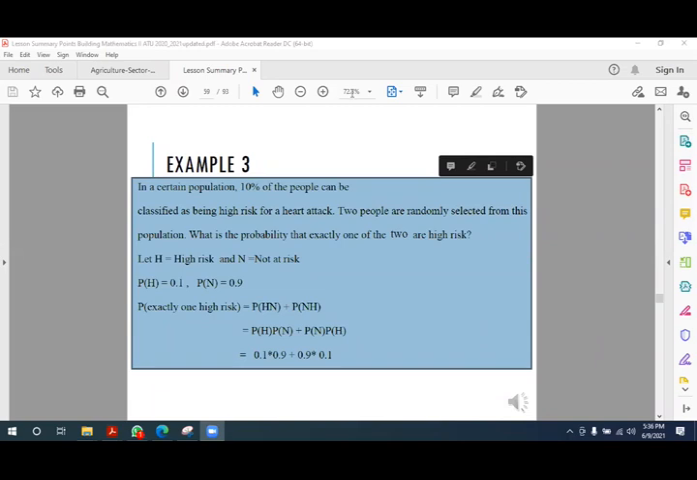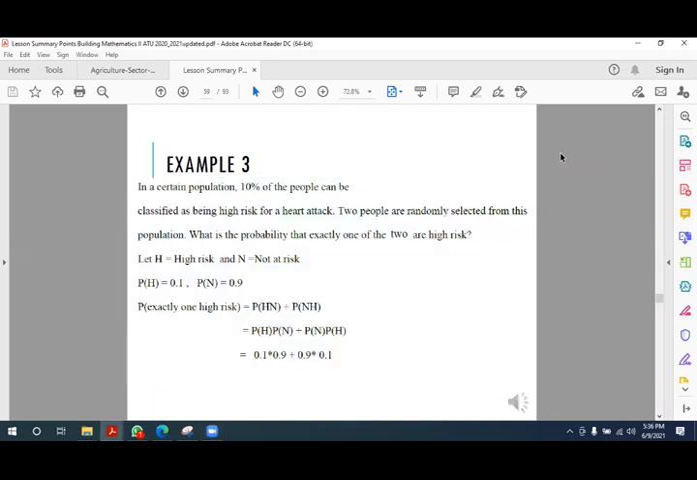Gideon, you have your hand up. Sir, not at risk, 0.9. Is that a constant formula or does it vary? Gideon, listen, when you take somebody, you are either at risk or you are not at risk. So if the chance of being at risk is 0.1, then the chance of A complement is 1 minus what? 1 minus A. Yes, sir. Thank you.